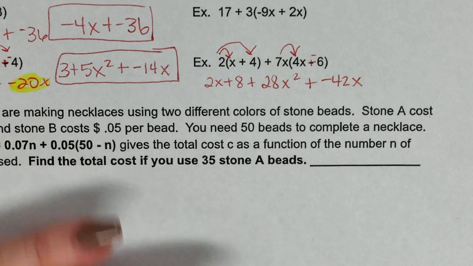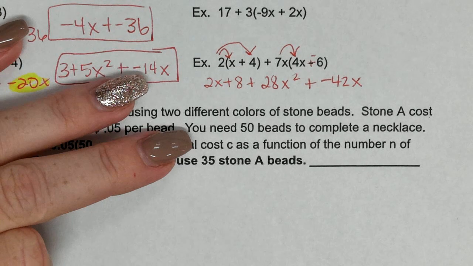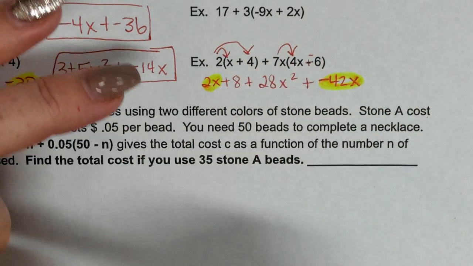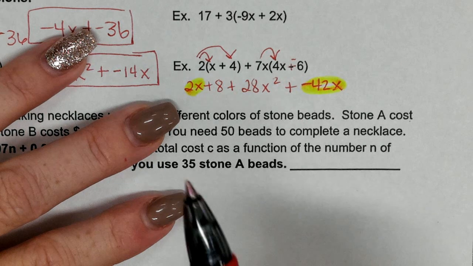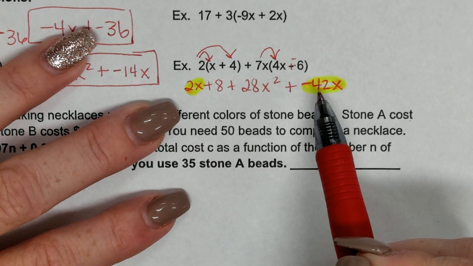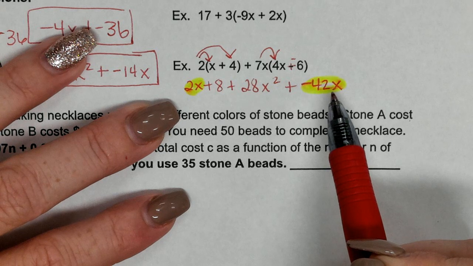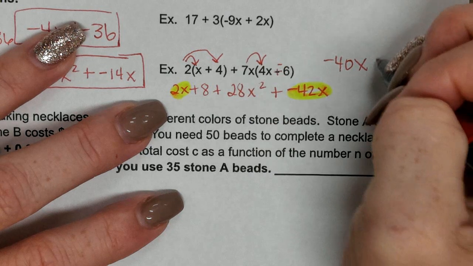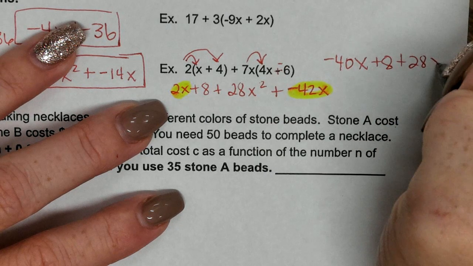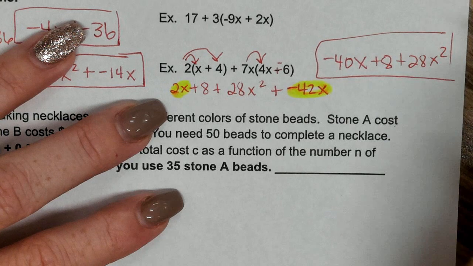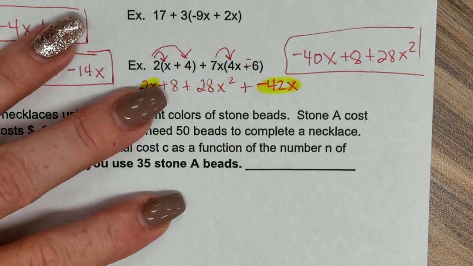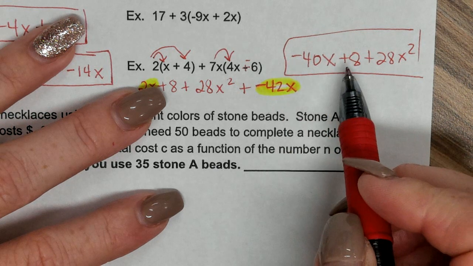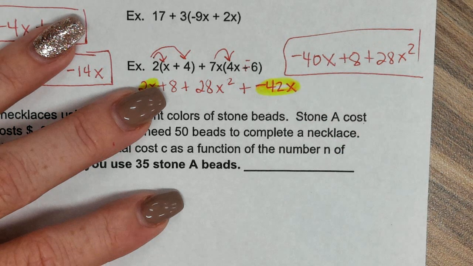And now what am I going to do? Like terms. So I have an x, and I have an x, and that's it, right? What is 2x plus negative 42x? Negative 40x. Okay, and then plus 8 plus 28x squared. Does it matter what order I put it in? No, what matters? That the 40 has a negative value, the 8 and 28 have a positive value.